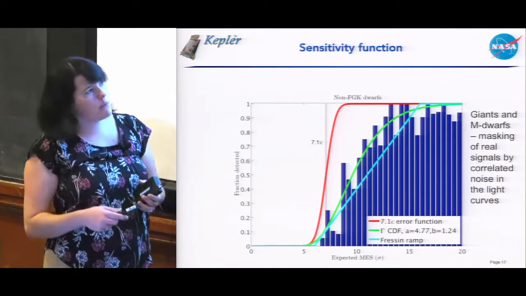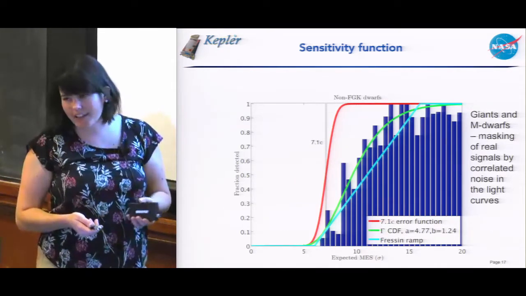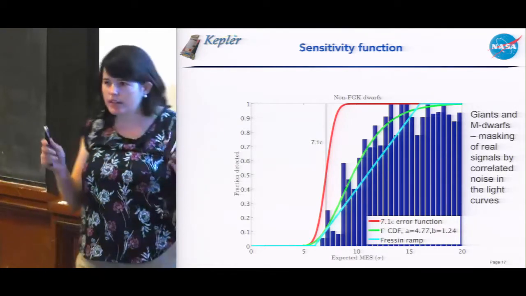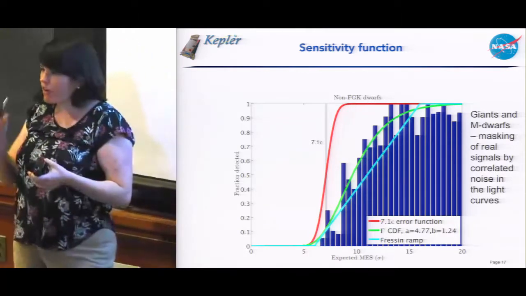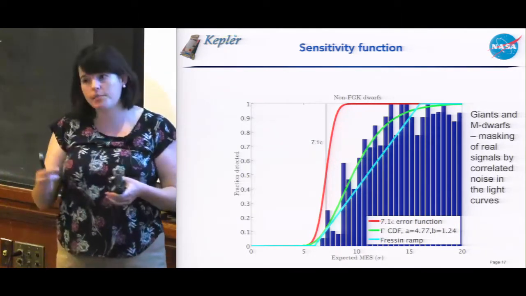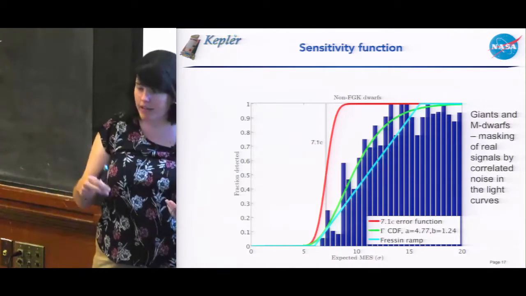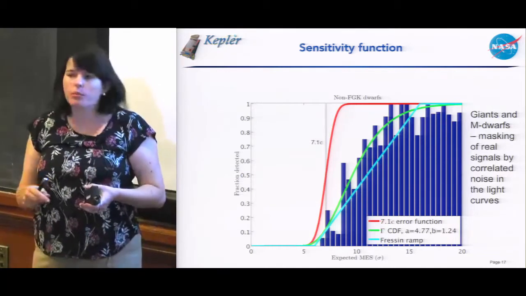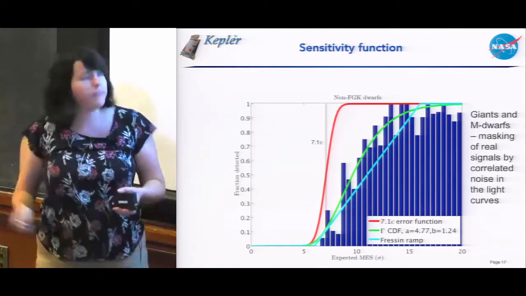Now both giants and M dwarfs have more correlated noise in their light curves than just the FGK main sequence stars. So to reiterate, this is not to say that they've got a greater RMS. They do, but that shouldn't hurt us. It should just mean that we find bigger things around them. What I'm saying is that they have more correlated noise, so more noise point to point.